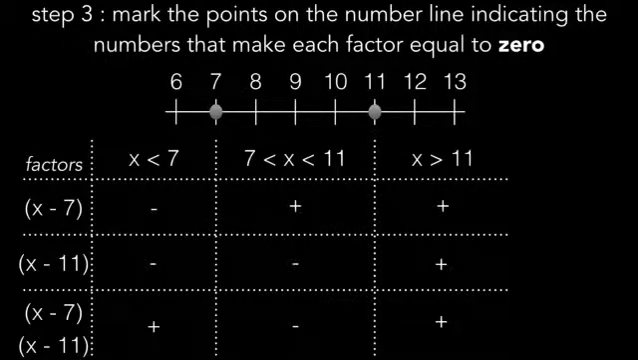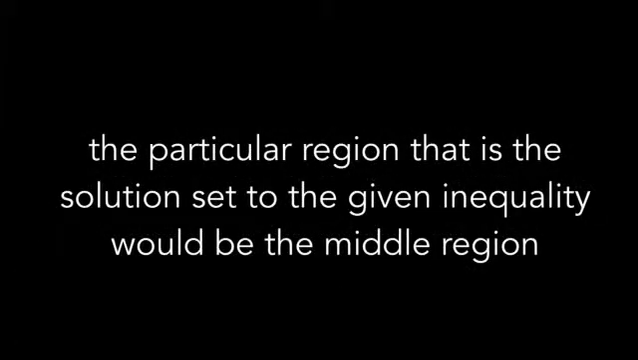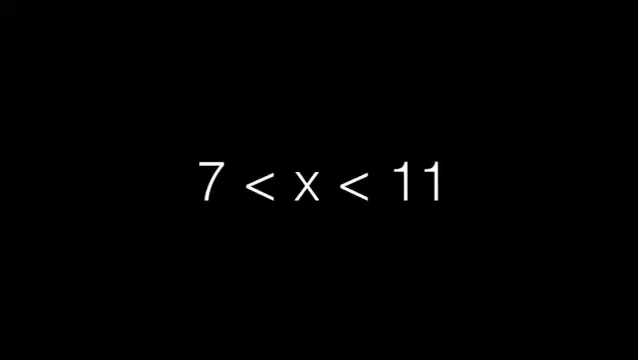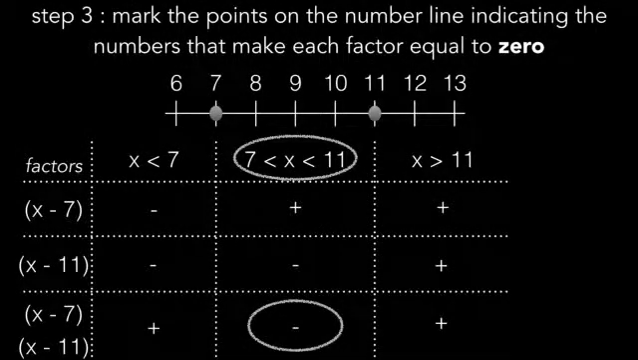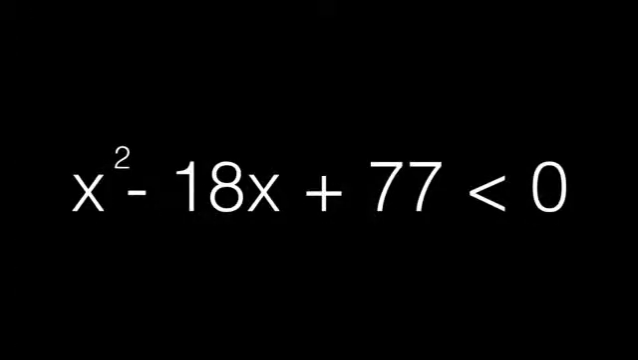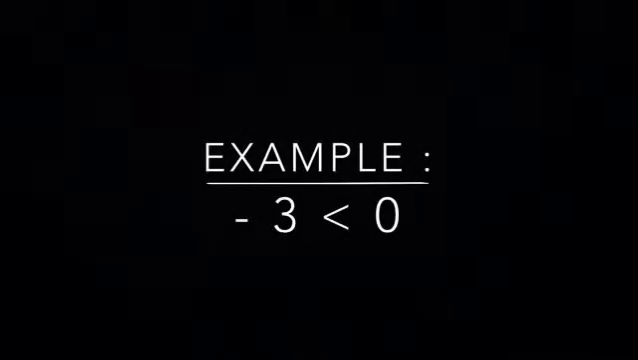After obtaining the signs, we must determine which particular region or regions would satisfy the given inequality. The particular region that is the solution set to the given inequality would be the middle region, which would be 7 is less than x less than 11. Because in that particular region, any number that is greater than 7 but less than 11 would give us a negative when plugged into the given inequality. In the given inequality, it is said that it is less than 0, and anything less than 0 is negative, and that satisfies the given inequality.